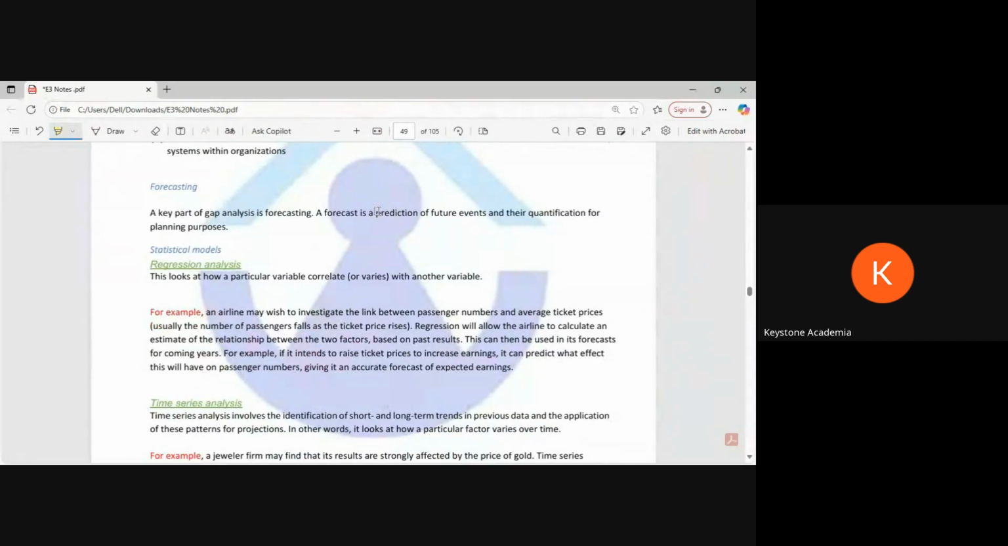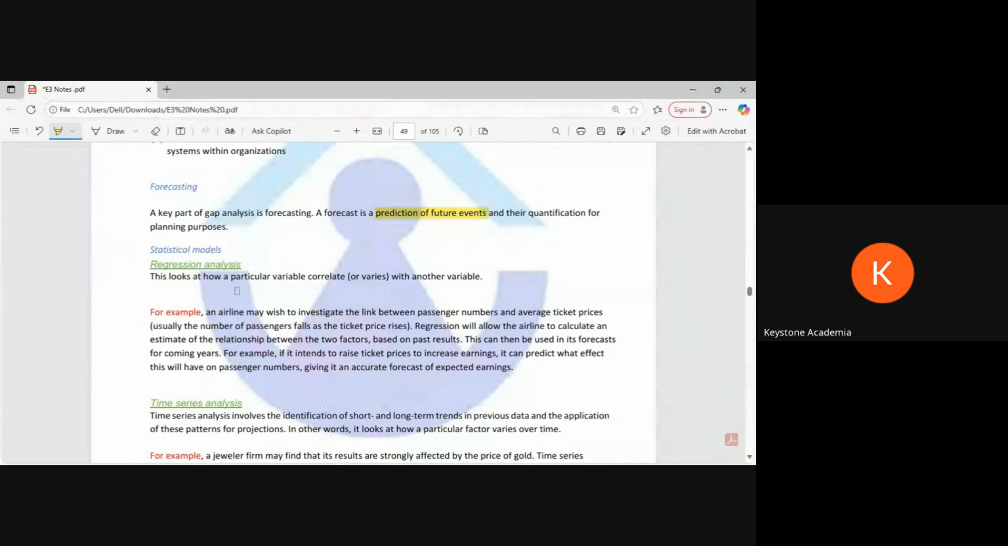Forecasting is a prediction of future events and their quantification for planning purposes. How we can do this, or predict future events, technically is based on past data or the data we currently have. We'll try to predict anything about the future. Remember, it will never be 100% true, but it's good because it gives us a starting point. So we have certain models in that, like regression analysis.